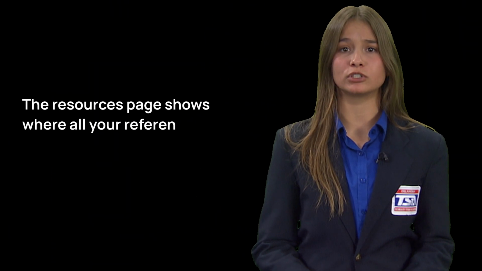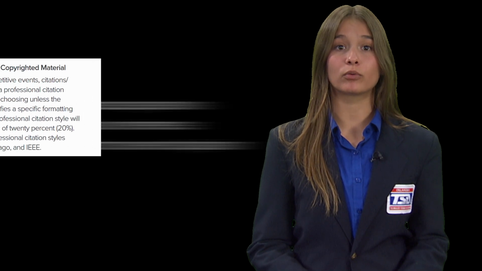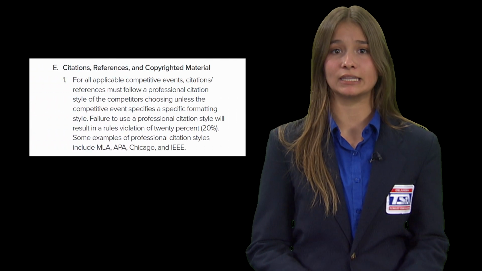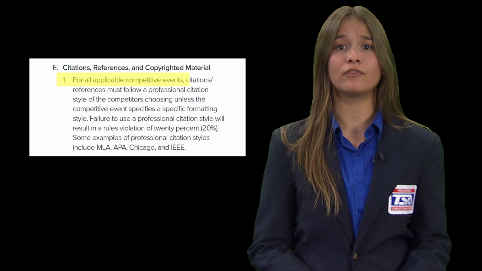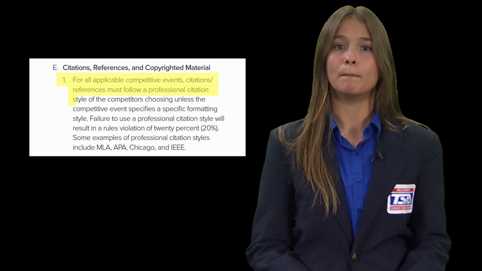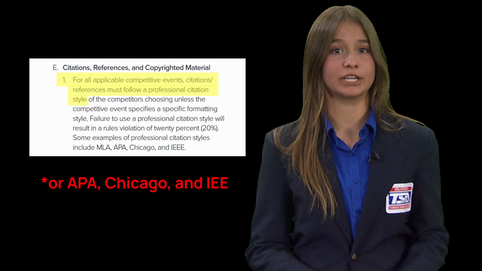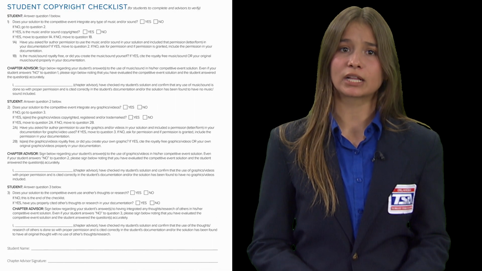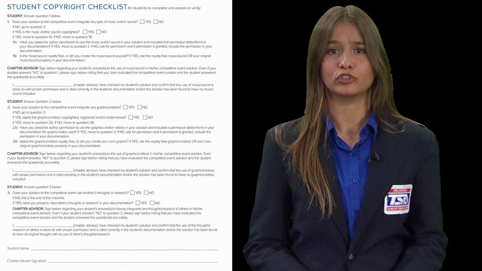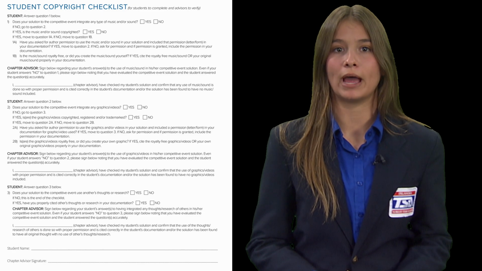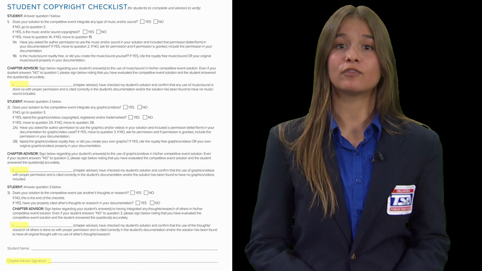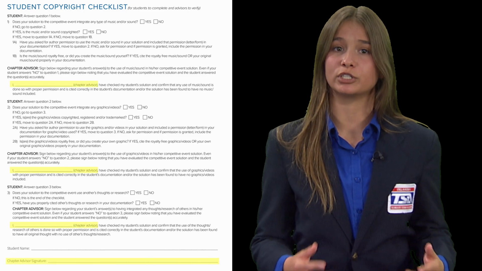Rounding out the Fantastic 5 is the resources/copyright checklist. Depending on your competition guidelines, your portfolio may require one or the other. The resource page shows where all your references came from to prevent plagiarism. And remember, per the official National TSA guidelines, for all applicable competitive events, citations or references must follow MLA, Modern Language Association style. The copyright checklist prevents any instances of copyright infringement from happening through its checklist style format. Just like your plan of work log, your advisor must sign certain parts of the checklist for it to be valid.